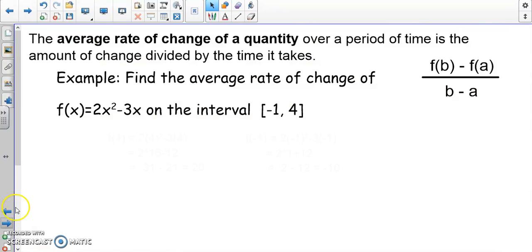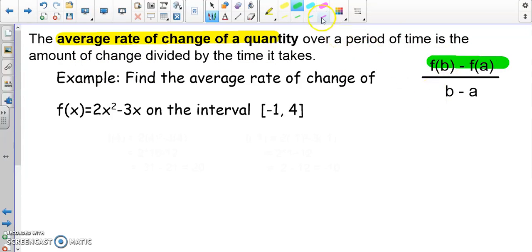All right, so we have an example, find the average rate of change. The average rate of change of a quantity over a period of time is the amount of change divided by the time it takes. This is where we have our f of b minus f of a over b take away a.